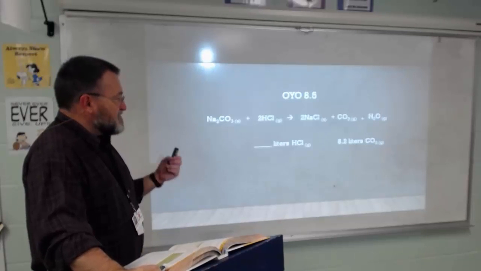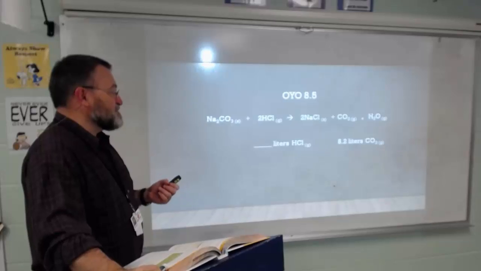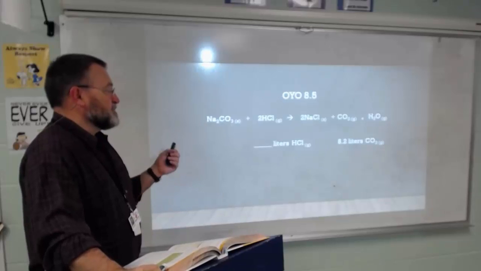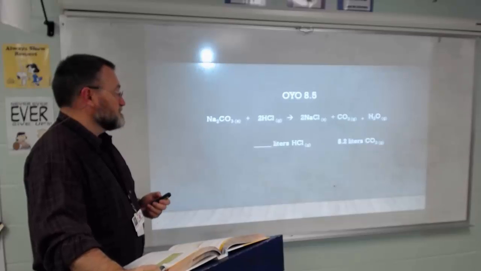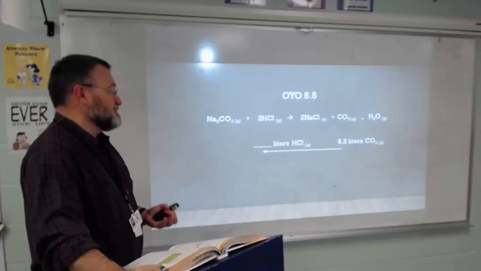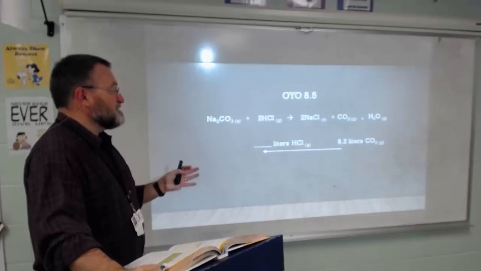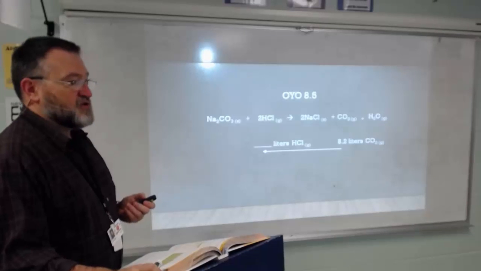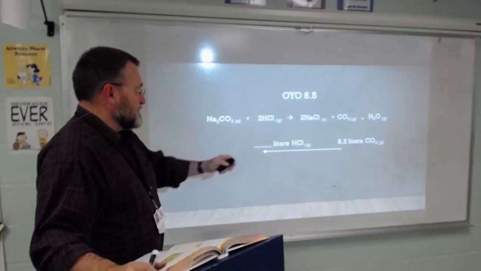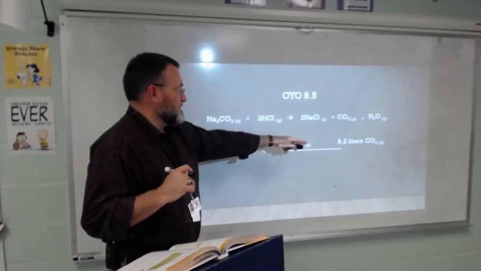So we've been asked how many liters of hydrochloric gas would be required in this reaction to produce 8.2 liters of CO2. In this case, we're working from right to left, and below that we need to know what the mole ratios are. What's the relationship between the liters of hydrochloric acid and liters of carbon dioxide?